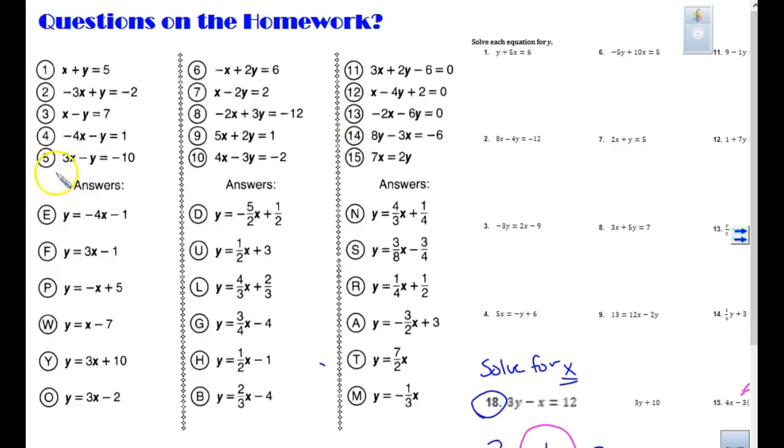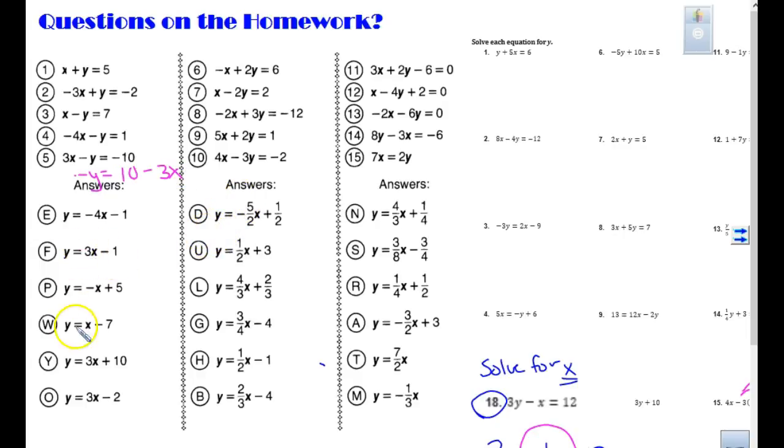So when I look at number 5, I want to get the y by itself. How do I get y by itself? What would we maybe want to do? Raise your hand. What are you thinking? Minus 3x. I could subtract 3x. Now, again, we got to be really careful because that's going to leave us with a negative y, right, equals 10 minus 3x. I don't want to know what negative y equals.